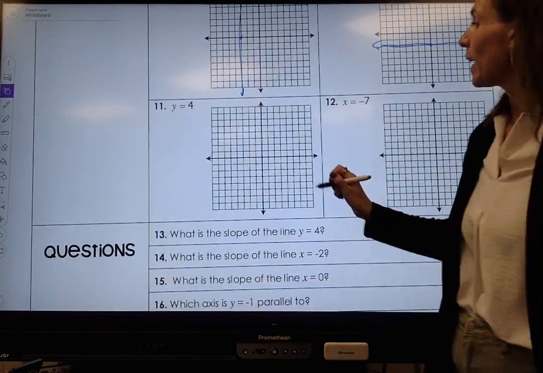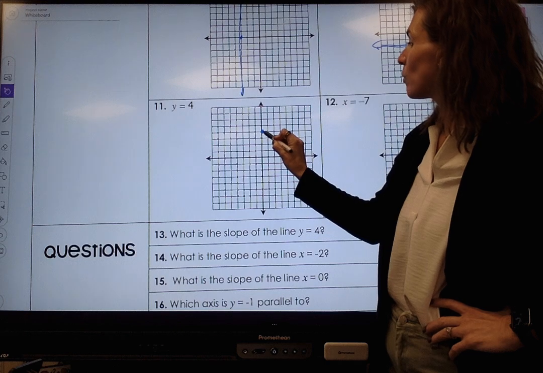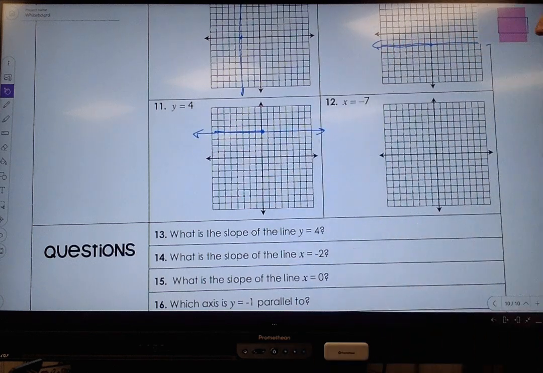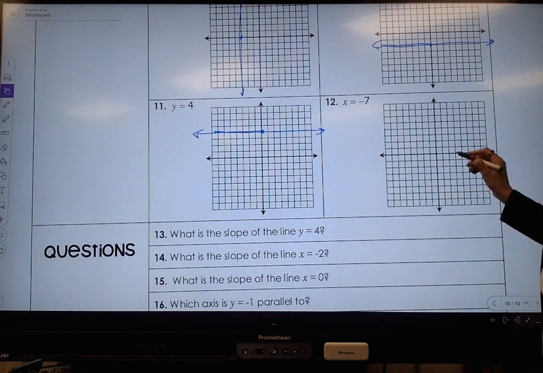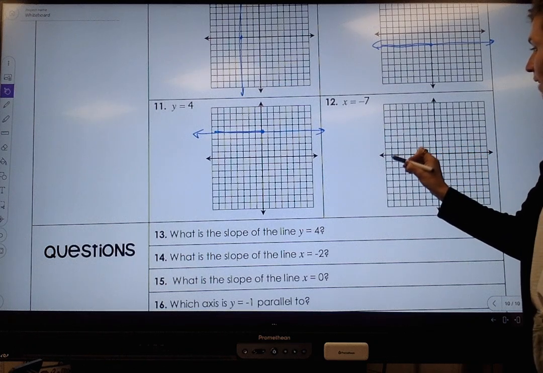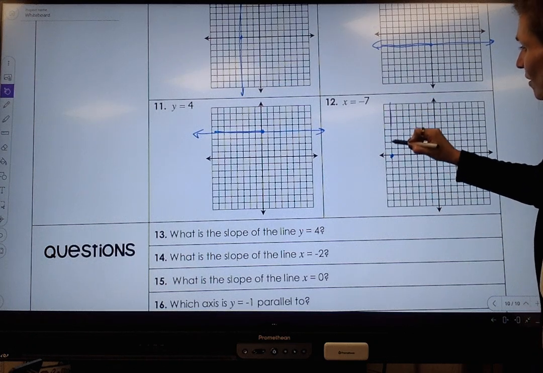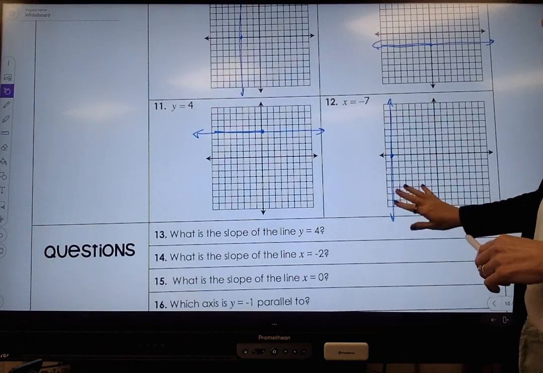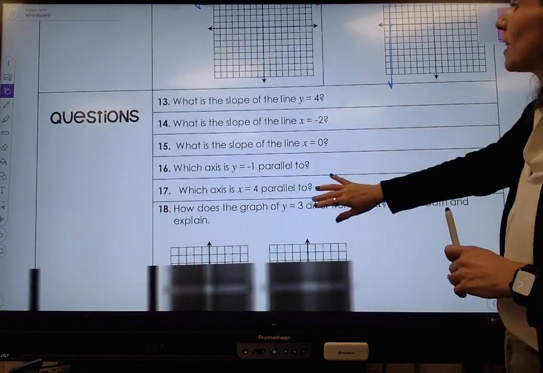Number 11, y equals 4, so I'm going to go up to where y equals 4, and he's going to zoom straight across. He's in a good situation. He's still alive. X equals -7, so I'm going to go to where x equals -7, and it's an undefined slope, which means he's dead, so he goes up and down. Okay? All right, now, let's answer these questions together.